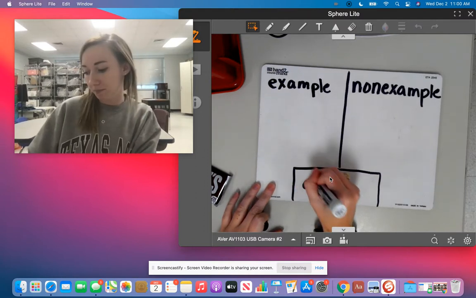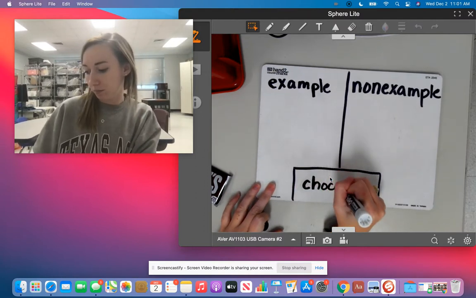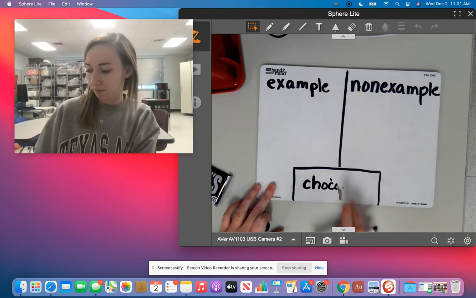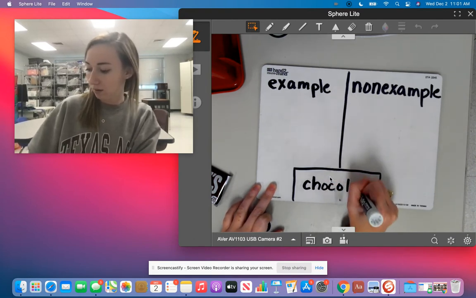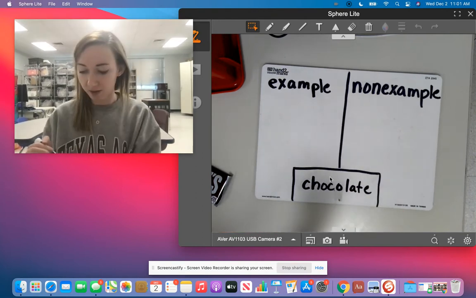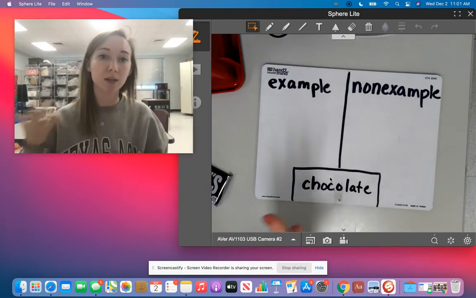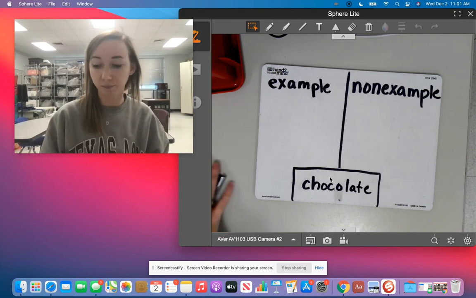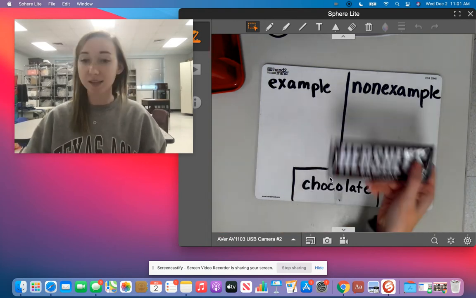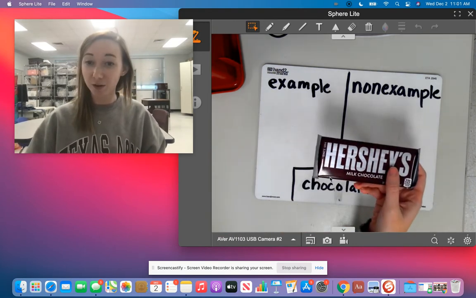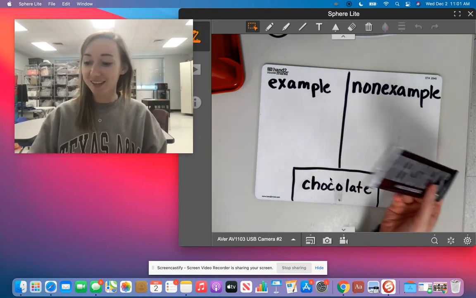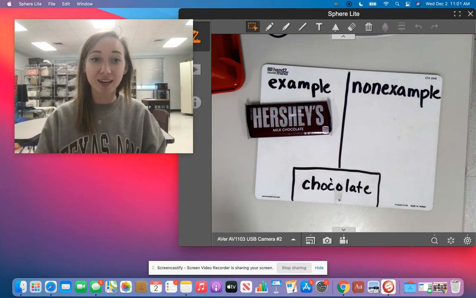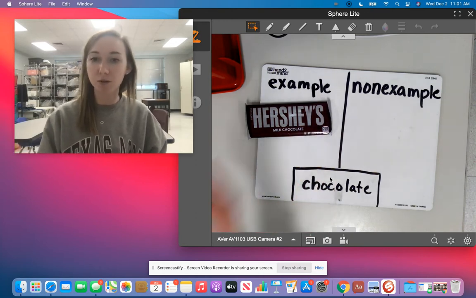Chocolate. Oops, that's not how you spell that. Chocolate. That is the rule I'm giving. And I'm going to find examples and non-examples of chocolate. So here, is this an example of chocolate or a non-example of chocolate? This is an example of chocolate. It is chocolate. It follows that rule.